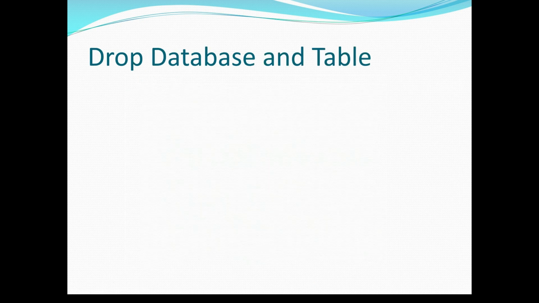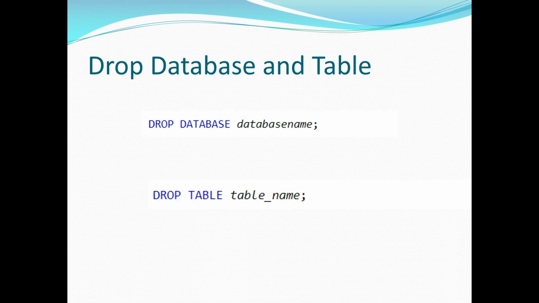So how can we drop a database and table? For example, you create a database and you want to delete it, then the command used is drop database, that is a reserved keyword, and then the database name. It deletes the whole database with data. The drop table command is used to delete the table with whole data. The command is very simple: drop table and then the table name that you want to delete.